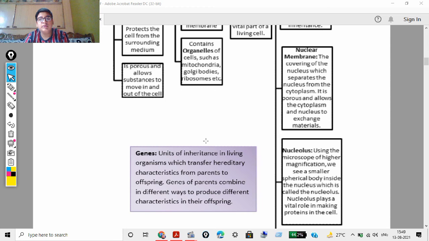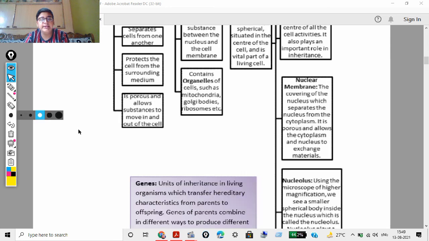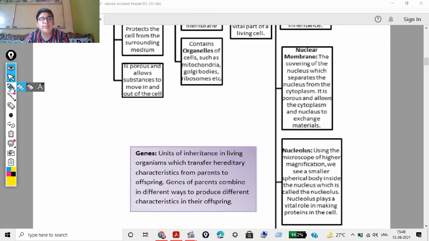Now we'll read an important thing about the cell, that is the nuclear membrane. Nuclear membrane is very important in the cell. The covering of the nucleus separates the nucleus from the cytoplasm. It is porous and allows the cytoplasm and the nucleus to exchange materials.